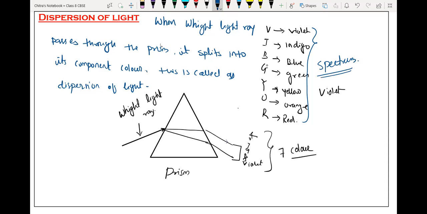Understood everyone what is dispersion of light? Yes, sir. Okay, so take a screenshot for that.